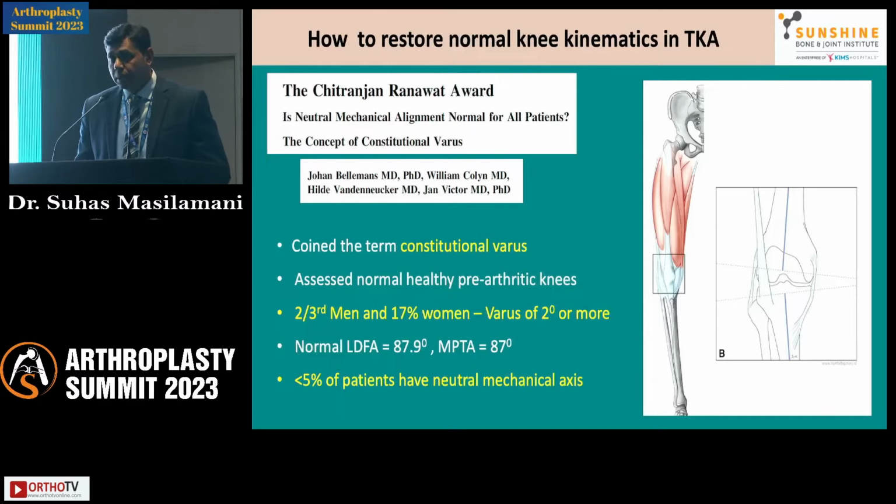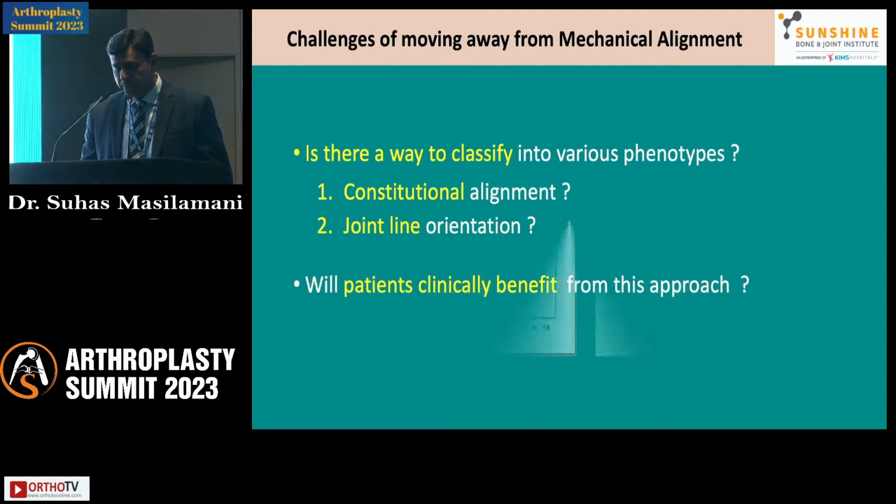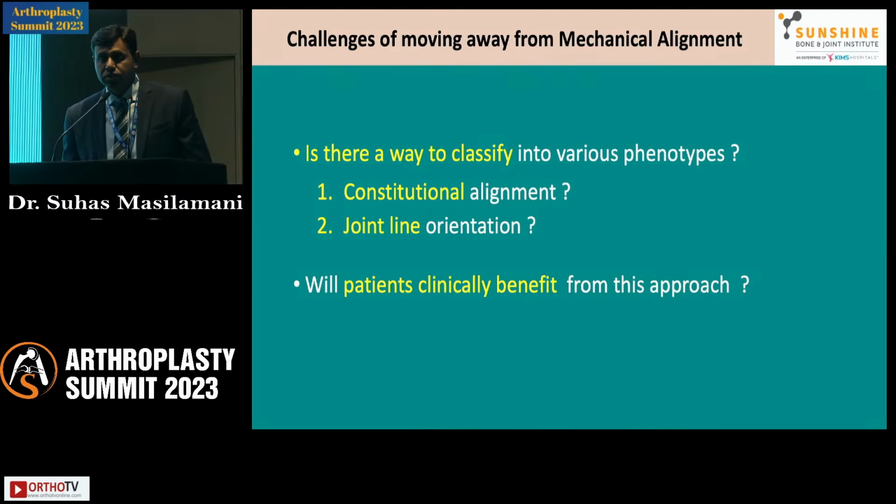So here Bellemans showed that at least on average in the Caucasian population it is around 2 degrees of varus in healthy individuals. And Dr. Mulaji and the Japanese researchers came up with a number for the Asian population to be around 2 to 3 degrees of valgus. So if the knee is not 90 degrees to the ground, or if the overall HK axis is not 180 degrees, is there a different way of doing total knee replacement, was the question.